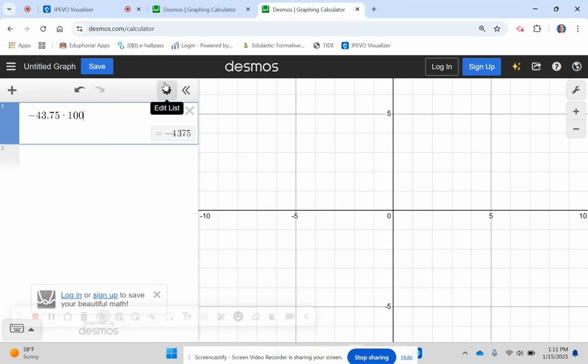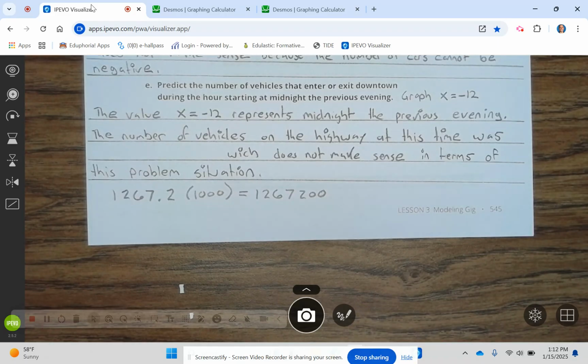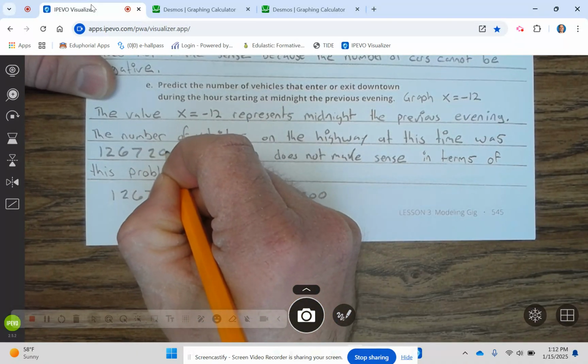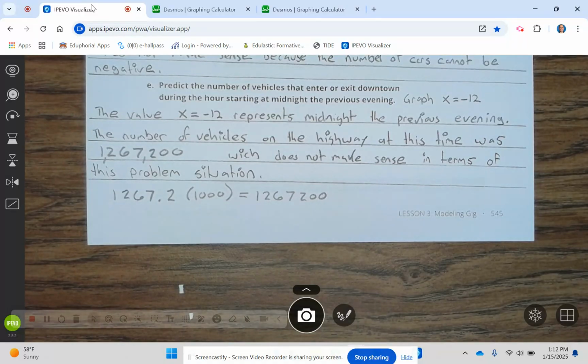So I need to multiply 1,267.2 times 1,000. So the number of vehicles on the highway at this time were 1,267,200, which does not make sense in terms of this problem situation. Okay, go ahead and finish up E.